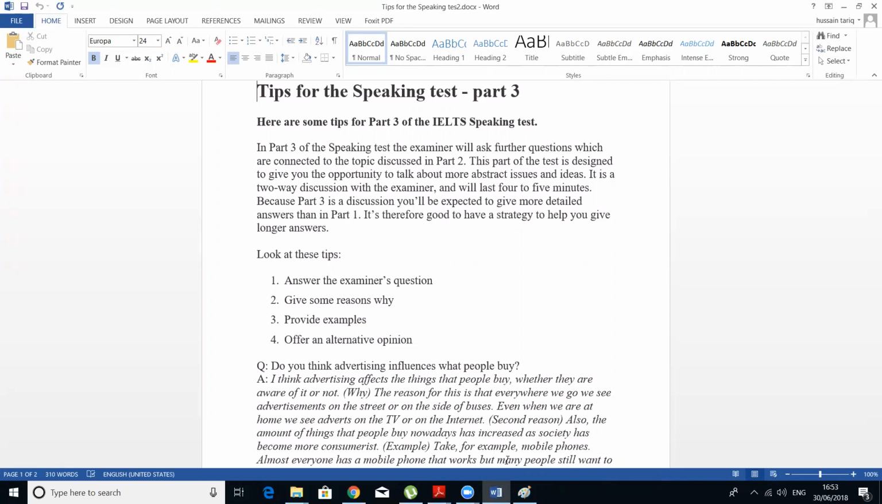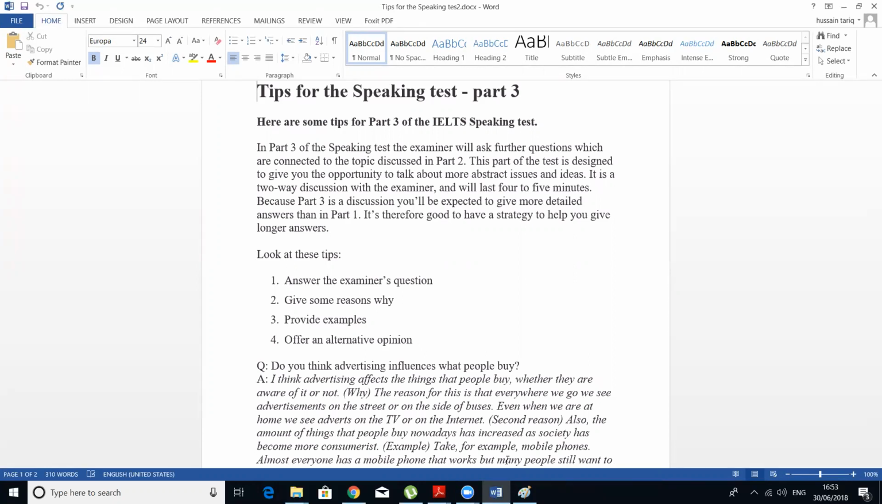So if you read the sentence, you can see that in part 3 of the speaking test, the examiner will ask further questions which are connected to the topic discussed in part 2. So it means that the examiner will ask you questions which are connected thematically with part 2 of the speaking test. So, because you talked about an activity that you like doing, for example, the examiner is going to ask you questions which are connected to an activity.